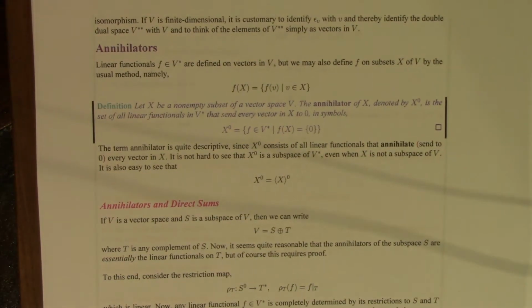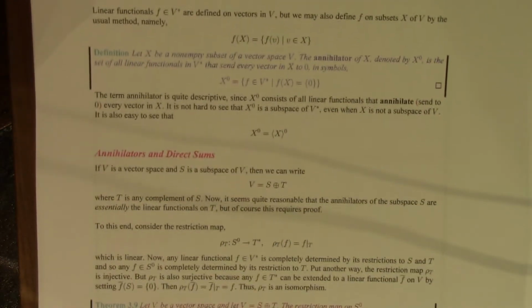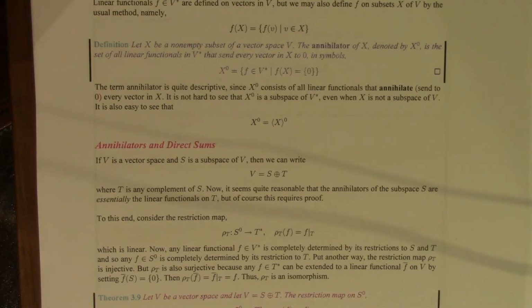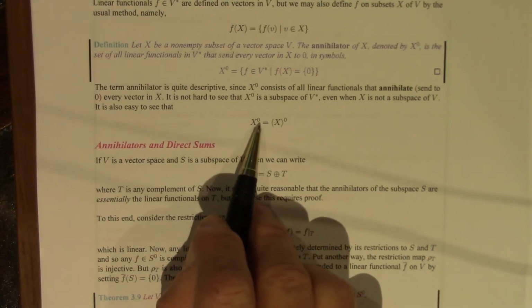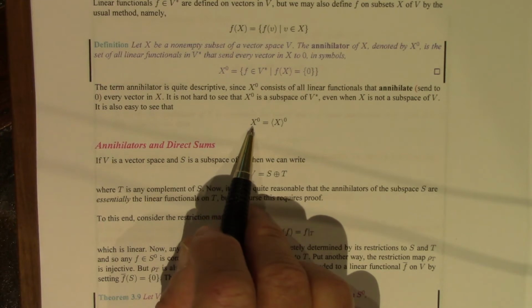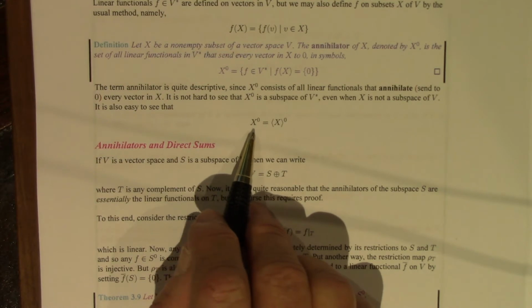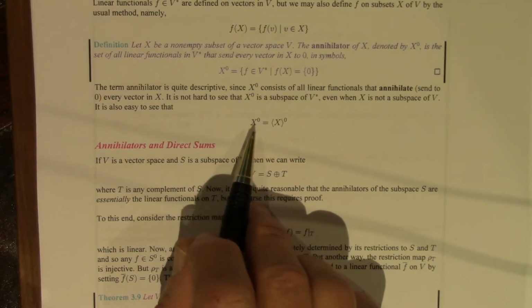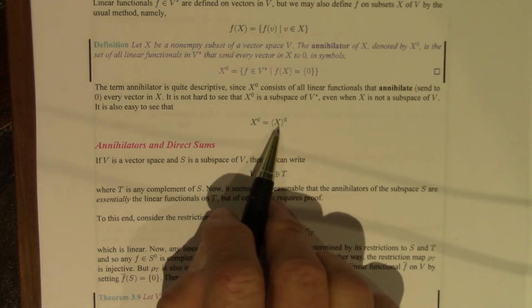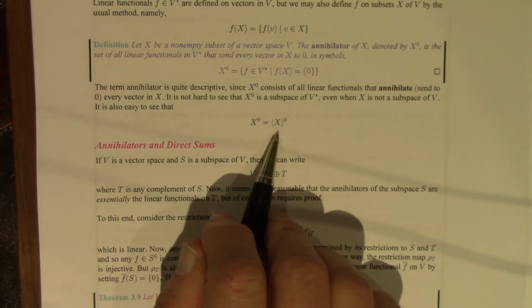The term annihilator is a nice descriptive term. A linear functional annihilates a vector if it sends it to 0. So that's where the term annihilator comes from. And it's quite easy to see that the annihilator of a subset, let's say a non-empty subset, is the same as the annihilator of the span of that subset. If a linear functional annihilates x, it annihilates any linear combination of vectors in x.